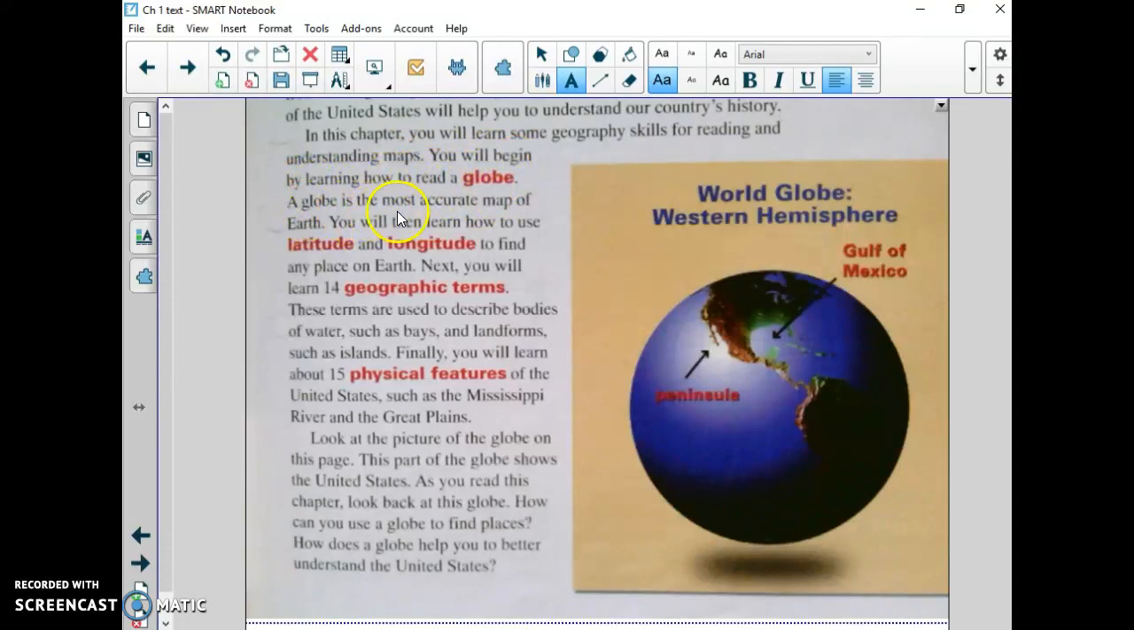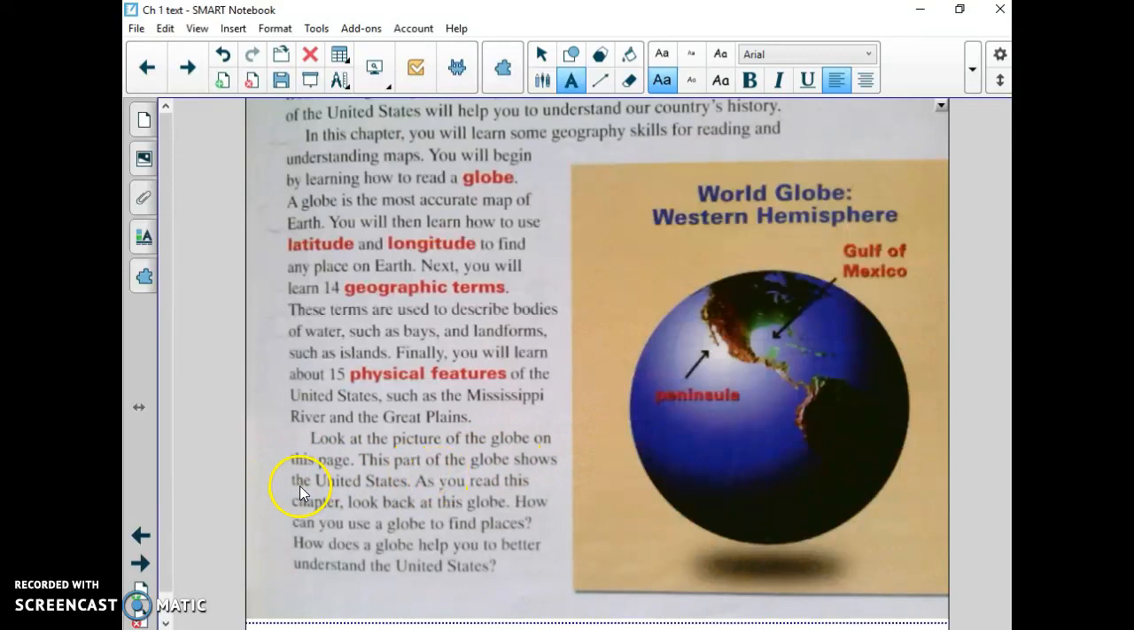A globe is the most accurate map of Earth. You will then learn how to use latitude and longitude to find any place on Earth. Next, you will learn 14 geographic terms. These terms are used to describe bodies of water, such as bays, and landforms, such as islands. Finally, you will learn about 15 physical features of the United States, such as the Mississippi River and the Great Plains.